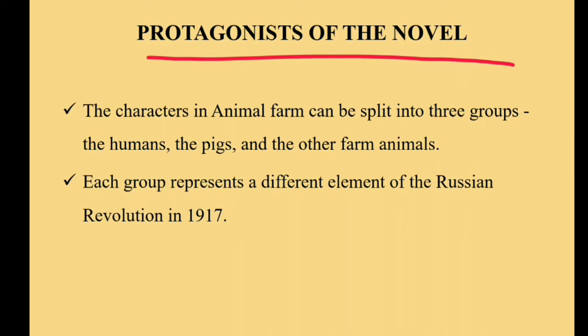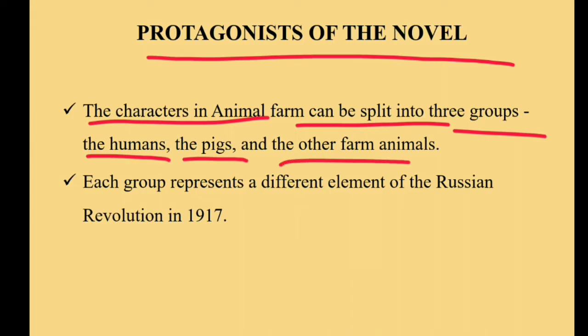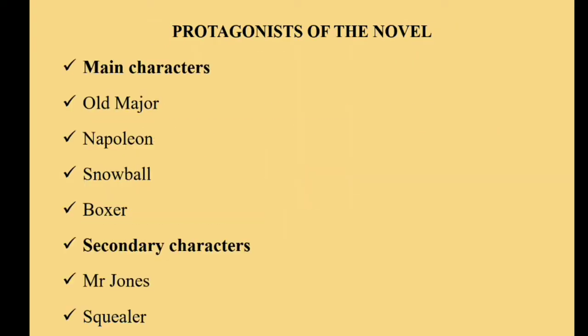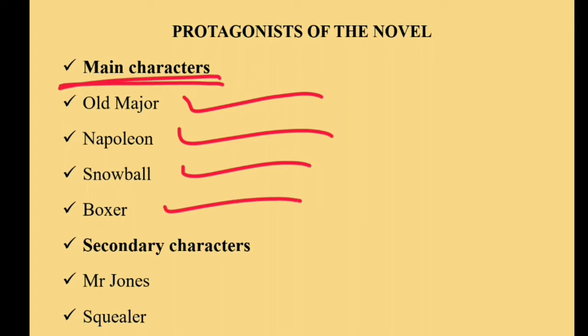Protagonists of the novel. The characters in Animal Farm can be divided into three groups: the humans, pigs, and other farm animals. Each group represents a different element of the Russian Revolution of 1917. This also we have already discussed, so we will move to another slide. Here come the characters. Main characters are Old Major, Napoleon, Snowball, and Boxer. And secondary characters are Mr. Jones, Squealer, and Benjamin. Okay, who all are they and what are their character traits? We will understand in our next slide.